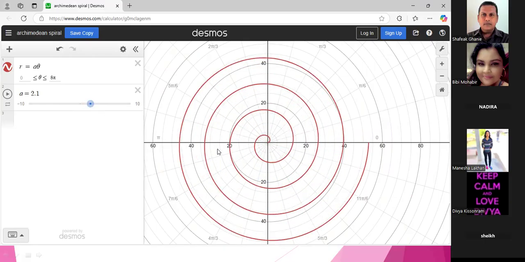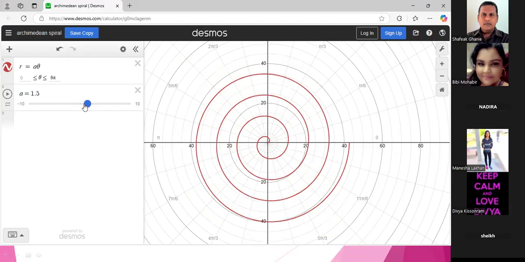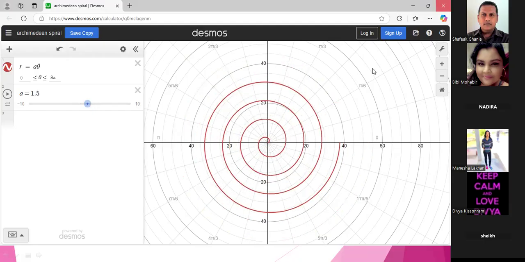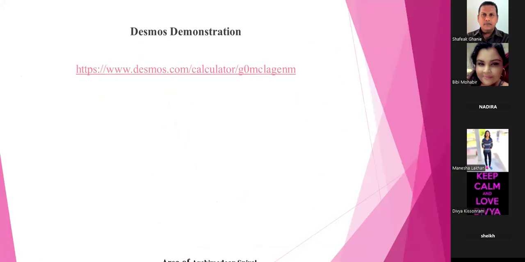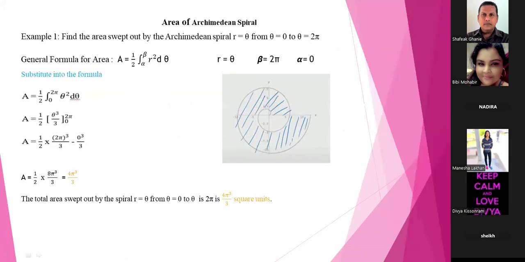So the spacing between each one of these circles here is the same for the Archimedean spiral. So from this point to this point here, it's the same distance as the second one here, right? But after that, we go on to the area of the Archimedean spiral.